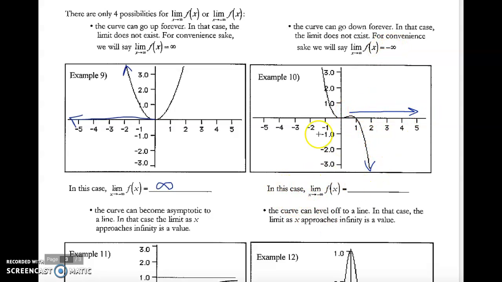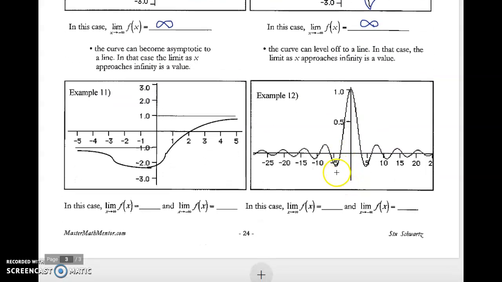Let's go ahead and answer this question about this example though. The limit of my function as x approaches negative infinity. As I look to the left forever, what does my graph seem to be doing? Oh, well, my graph goes up. So we would say that the limit as x approaches negative infinity is positive infinity.